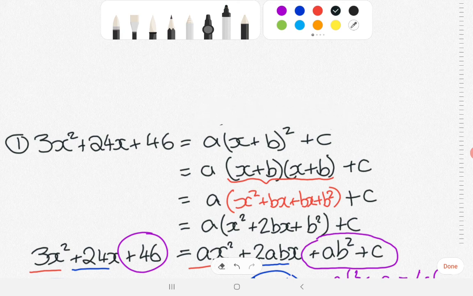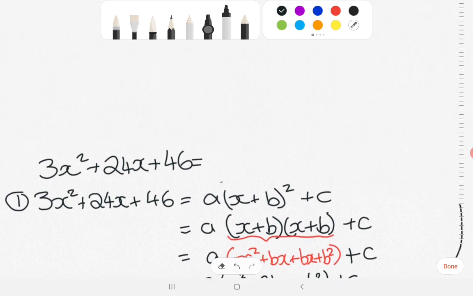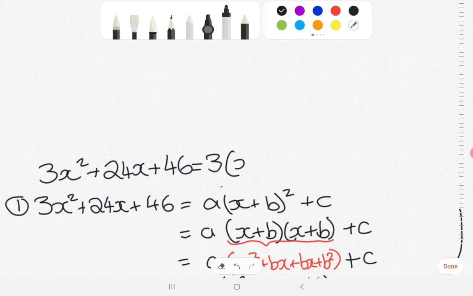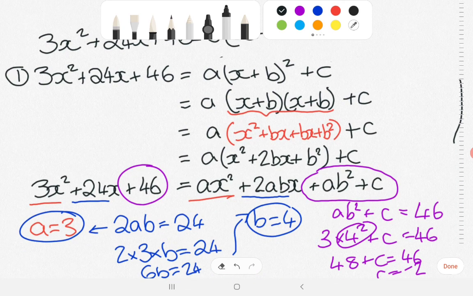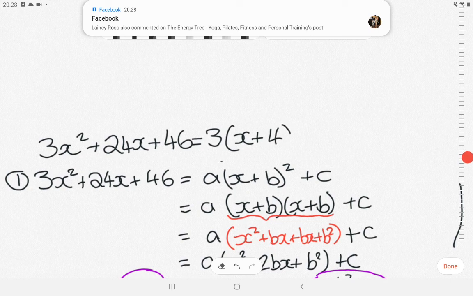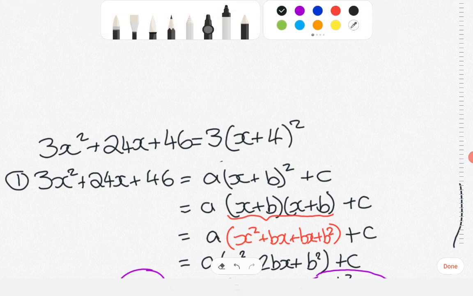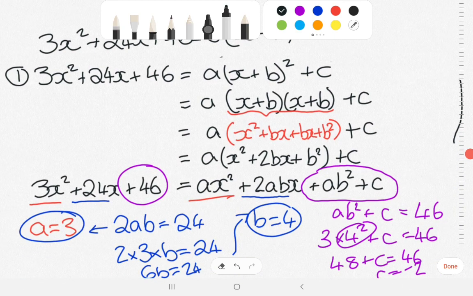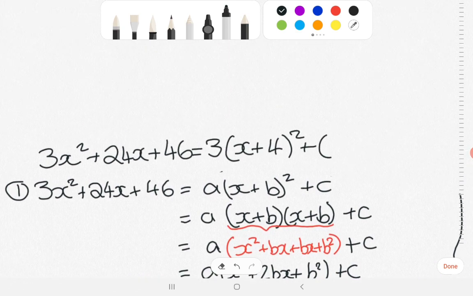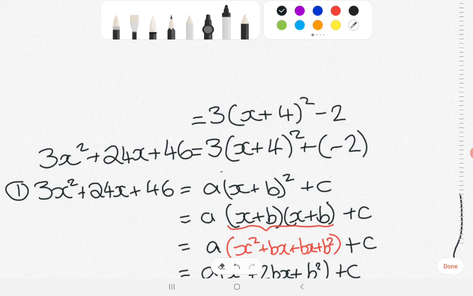If we want to write 3x squared plus 24x plus 46 in that form, a was 3, so I've got 3 bracket x plus b. What was b? b was 4, all squared, and then I've got plus c, and c was minus 2, so I've got plus minus 2. Just going up the way so you can see what I would have: 3 bracket x plus 4 all squared minus 2, because the whole plus and minus becomes a minus.